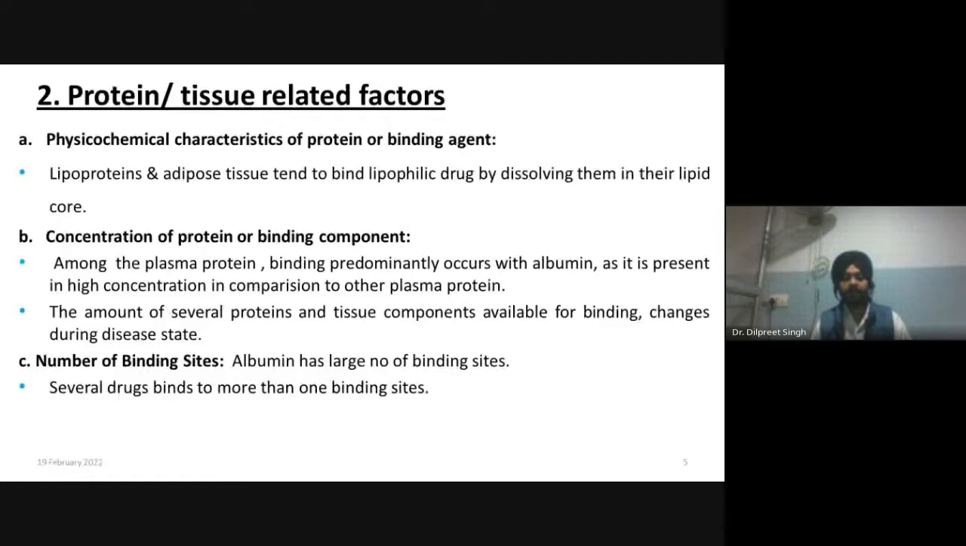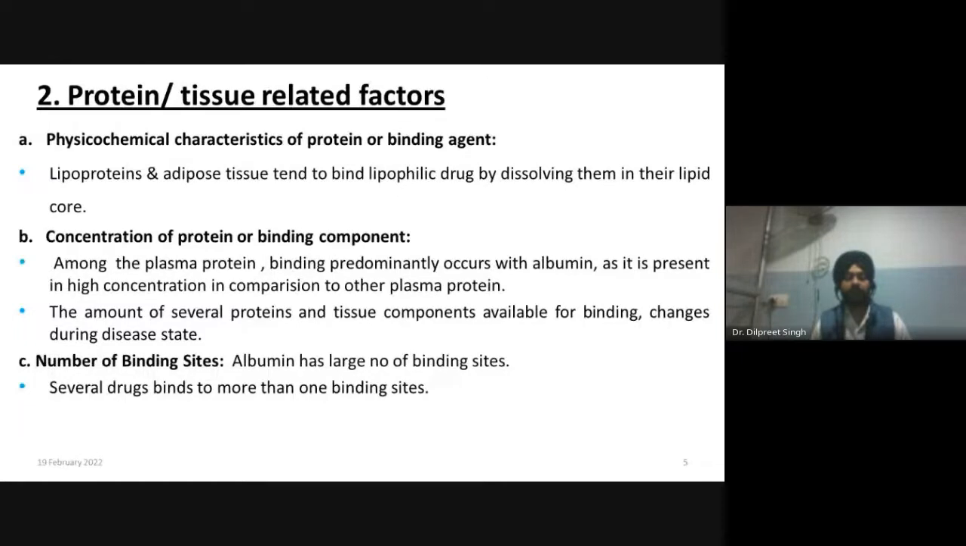So the concentration is higher in the protein fraction, and it is distributed highly in the tissue compartment. It will distribute more rapidly in the tissue compartment, so there are fewer chances of it being excreted unchanged in the urine. Its reabsorption is initiated when we talk about high lipophilicity. B is the concentration of the protein or binding component. Among the various plasma proteins, binding occurs predominantly to albumin, as it is present in high concentration in comparison to other plasma proteins.